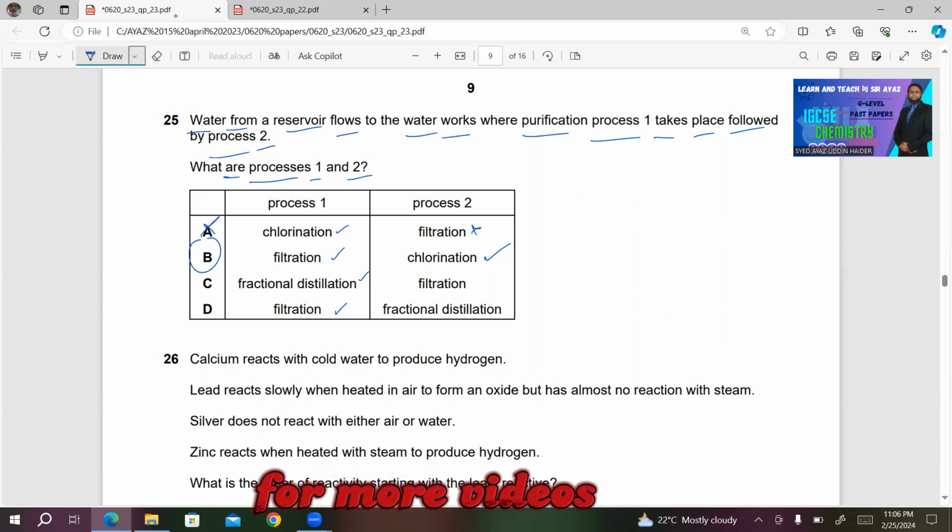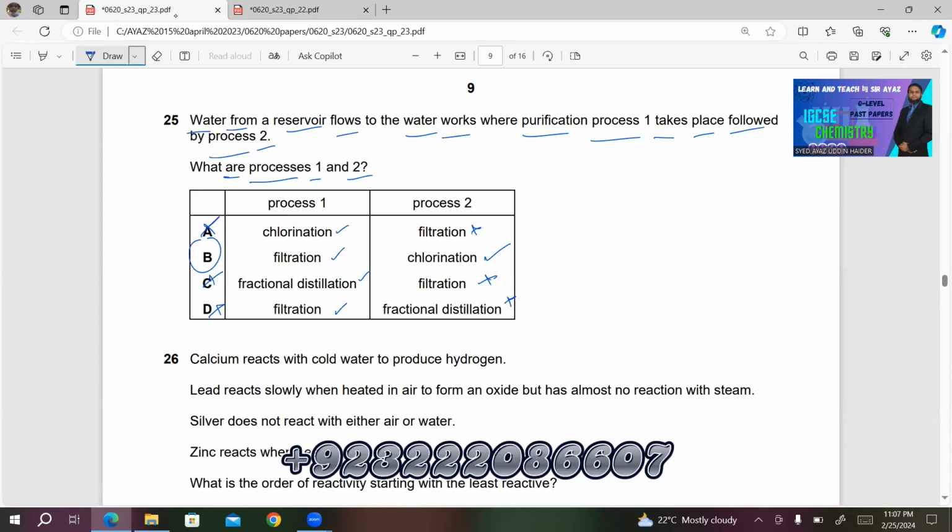For your convenience, I am reading the other choices. Choice C, fractional distillation, then they are doing filtration. This is incorrect. The reason is that fractional distillation gives pure water, so no need to carry out filtration. So this choice is incorrect. D, filtration then fractional distillation. Now if we have carried out filtration, no need for fractional distillation. So this is also incorrect. So choice B will be the right answer for MCQ number 25.